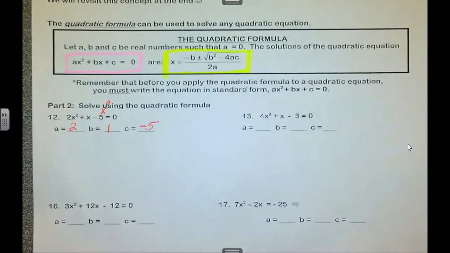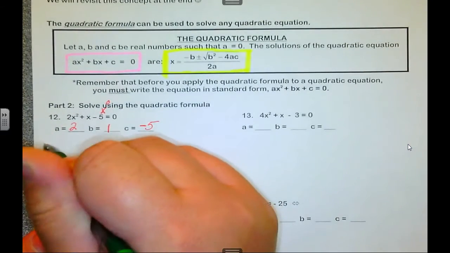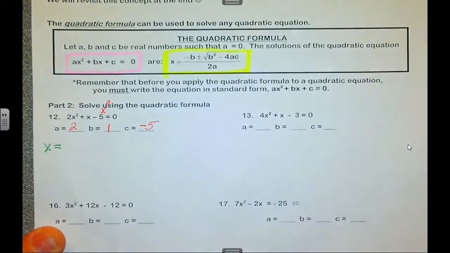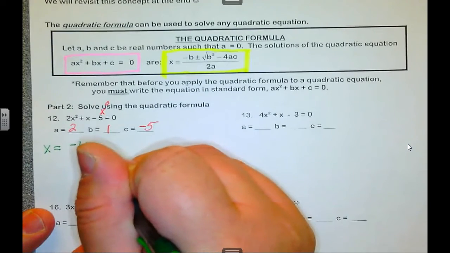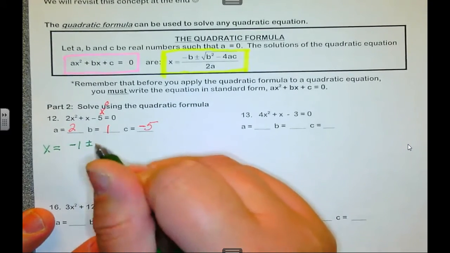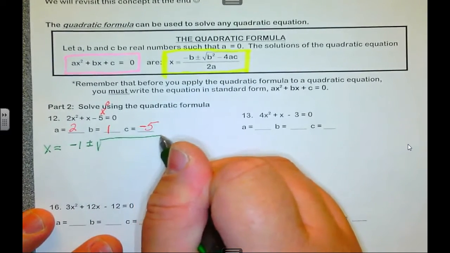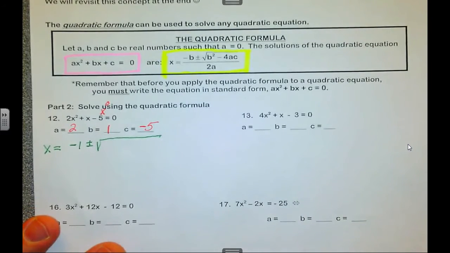If I plug that into the quadratic formula, x is going to equal negative b, which is negative 1, plus or minus the square root. Now, anything under the square root is called a discriminant.